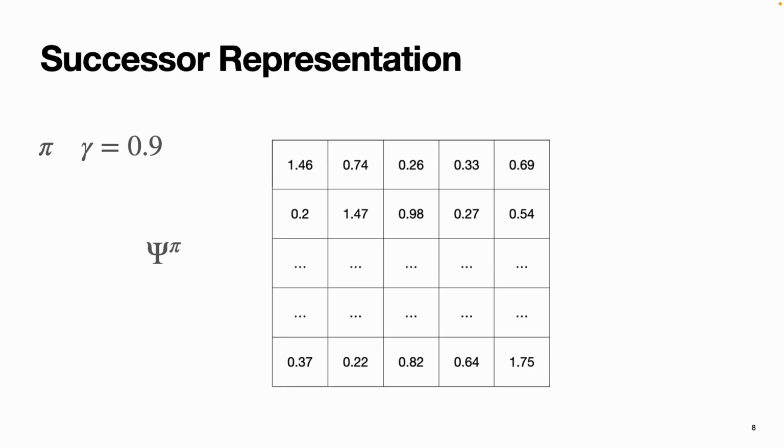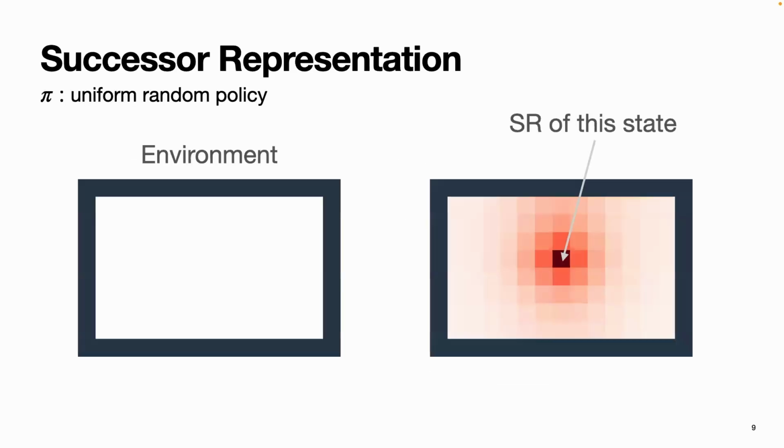We can stack them together, and this forms the successor representation matrix, denoted as psi pi. We have a superscript pi here because this successor representation is dependent on the policy. If the policy changes, the future outcome changes, so the values of this matrix will change. Now, it's a good time to look at some visualization of the successor representation. Here we compute it with respect to the uniform random policy. In the environment shown on the left, which is basically empty, the agent is free to move up, down, left, right. And on the right, we show the successor representation, so the vector for a particular state.